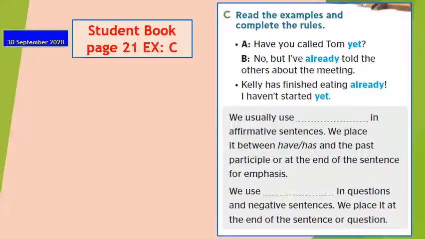Okay, let us see. We usually use already in affirmative sentences. We place it between have or has and the past participle, or at the end of the sentence. Again, we use yet in questions and negative sentences. We place it at the end of the sentence or the question. Did you get the point? Yeah, you are clever. Now let us continue.